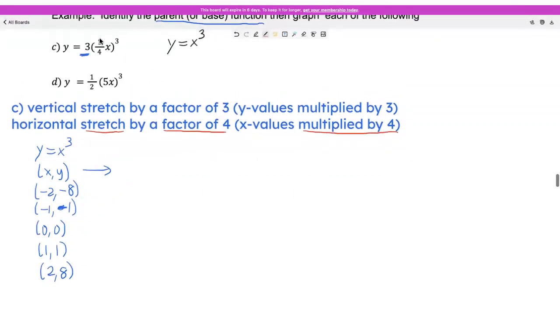Again, this is counterintuitive. That's not what the equation says. I know that, but that's what the math will tell you. The x values are all going to get multiplied by 4. So that's what I show in the mapping rule: 4x. The y values. We are saying there is a vertical stretch by a factor of 3. Y values multiplied by 3. Okay, so 3y.